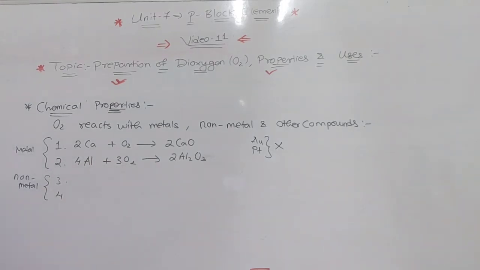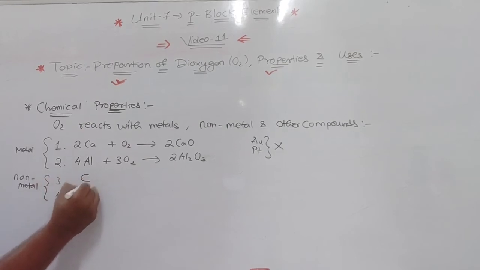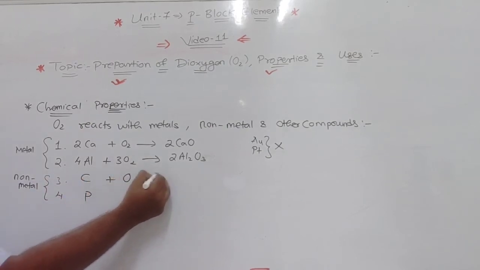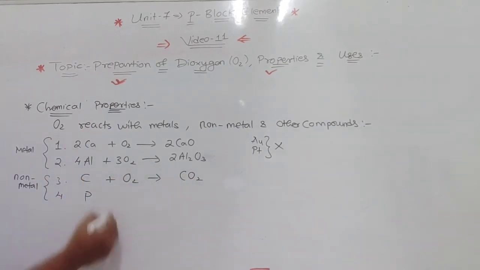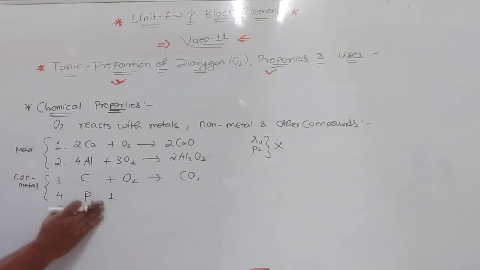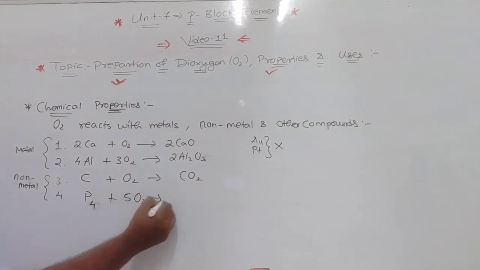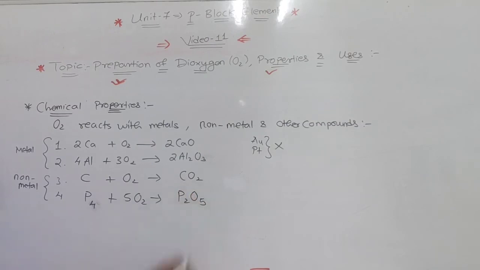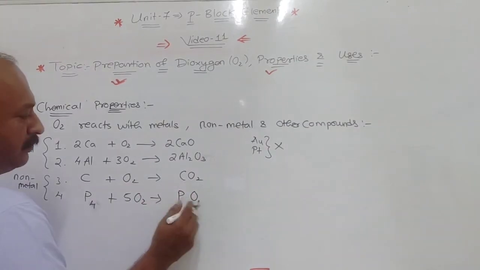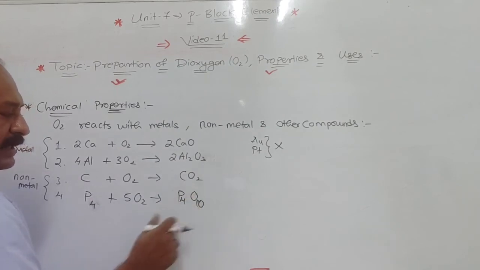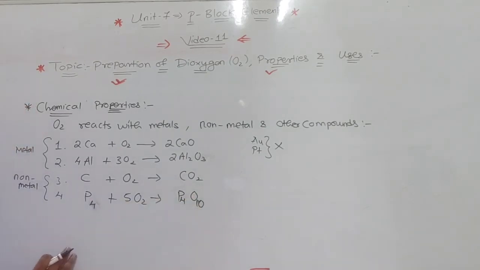Then now we are going to discuss the non-metals, that is carbon and phosphorus. Now carbon with oxygen, I think everyone knows, it will give you carbon dioxide. Phosphorus, P4 molecule, this is the elemental state. So P4 plus 5O2 will give you P4O10, that is the P2O5 dimer. So P4O10 is what we get when it reacts. So this is with non-metals.